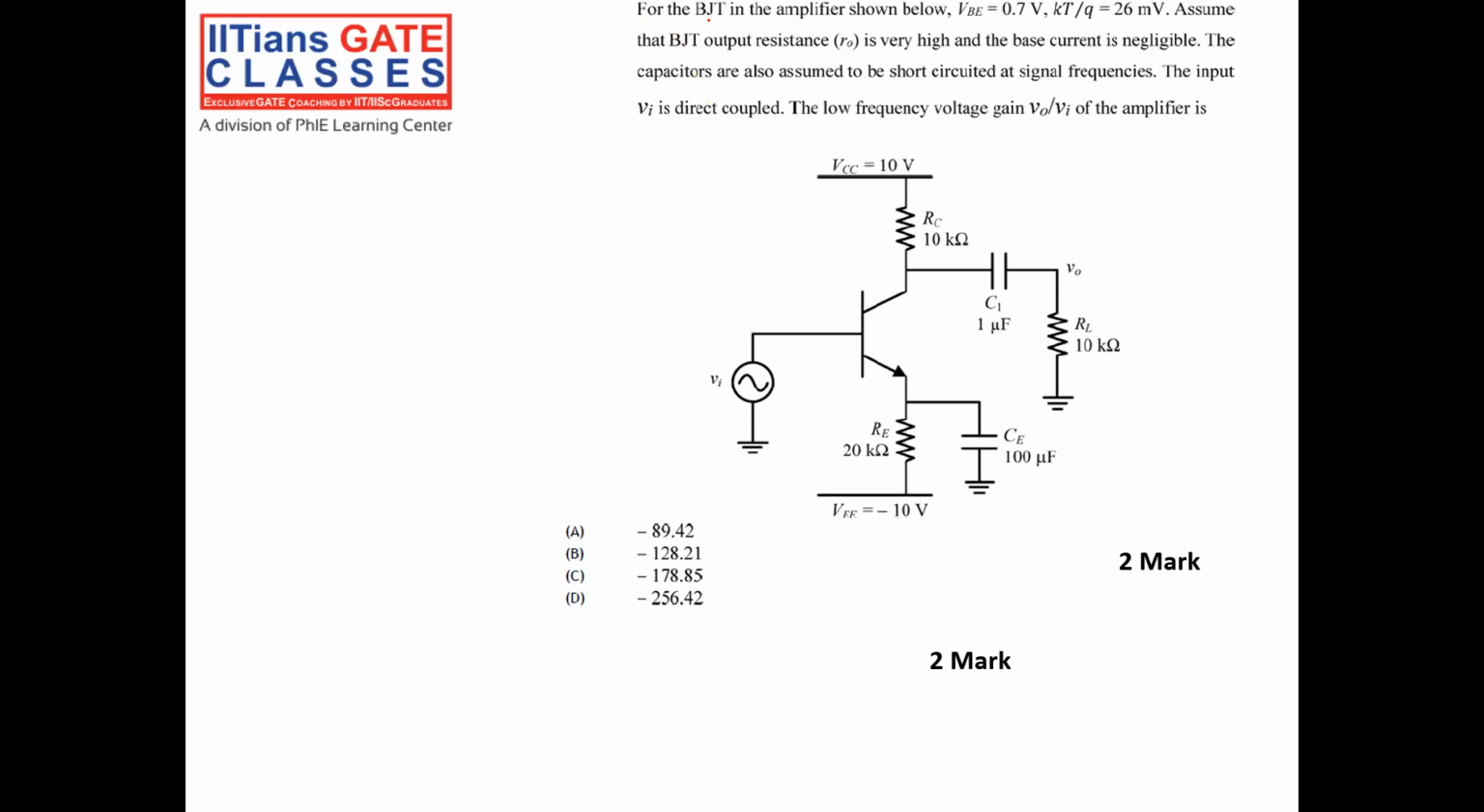For the BJT in the amplifier shown below, base to emitter is 0.7 volt. KT by Q, the thermal voltage, is 26 millivolt. Assume the output conductance is very, very high. That means assume that R0 is almost infinity, right?